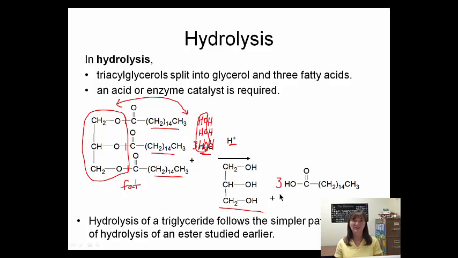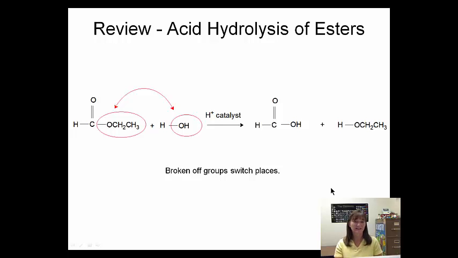So once again, notice, when you break apart the esters of your triacylglycerols, you're going to be left with 1 glycerol and 3 fatty acids. In this particular case, those 3 fatty acids are the same. So hydrolysis of a triglyceride, which is another name for triacylglycerol, follows the same pattern as hydrolysis of esters that we studied earlier. So here's just what we did back in organic chemistry, where we broke between the carbon on my carbonyl group and the oxygen, and I broke between the hydrogen and the oxygen on my other molecule. And then I swapped places between those 2 circles, which is going to give me my carboxylic acid back, which we call a fatty acid in biochemistry.